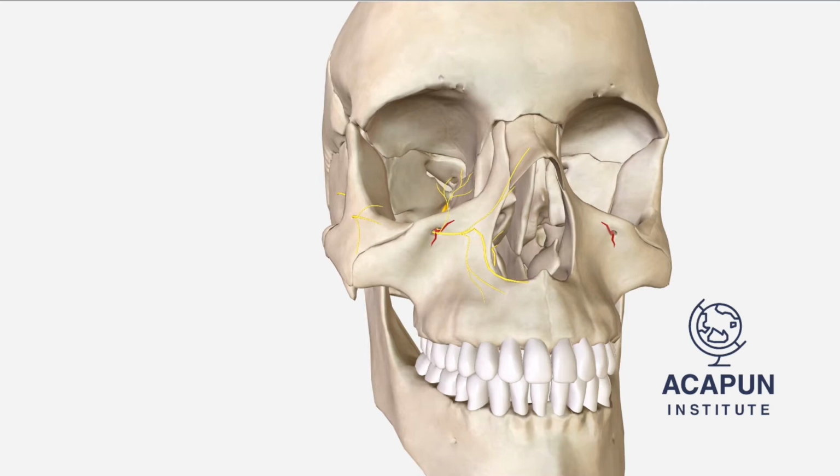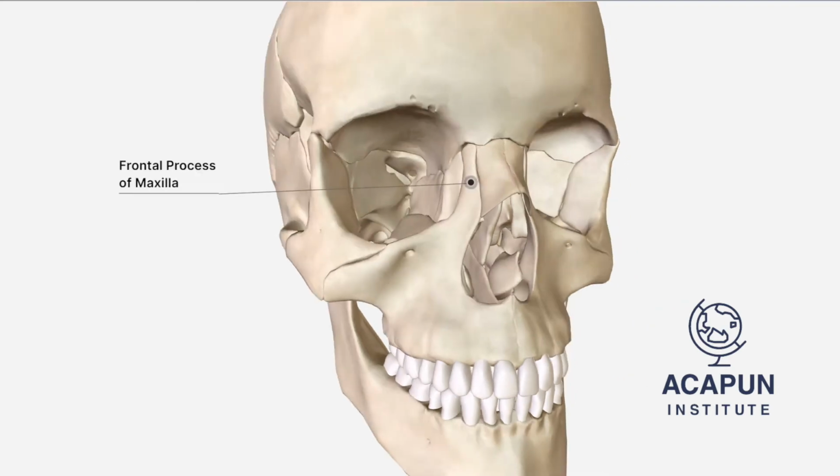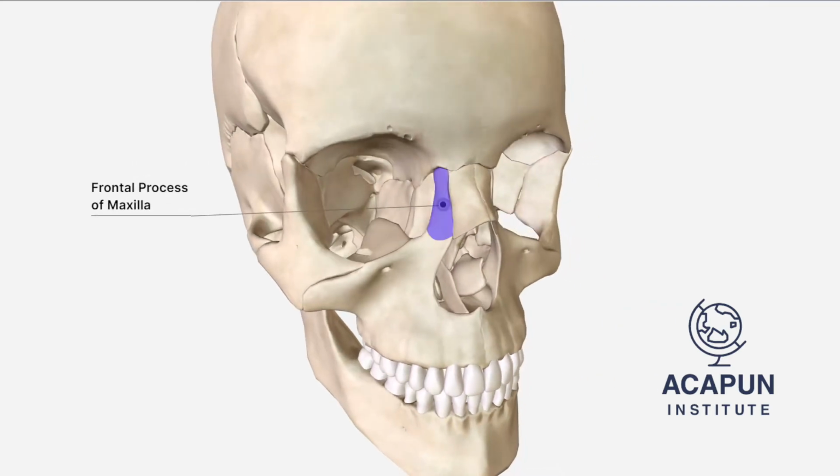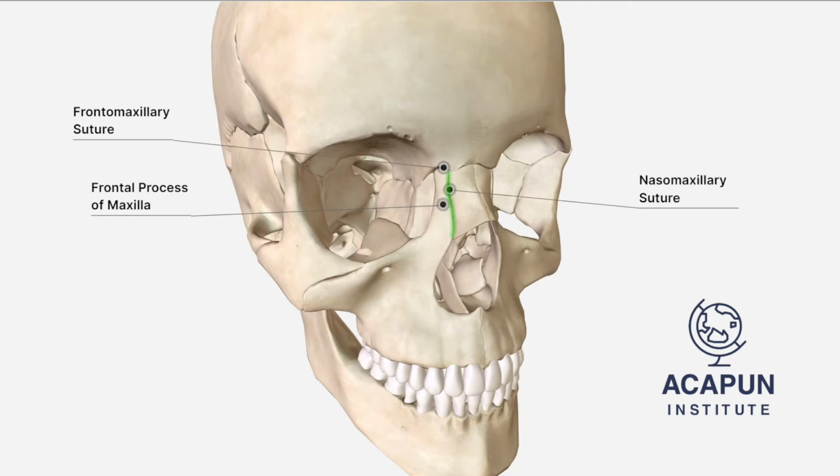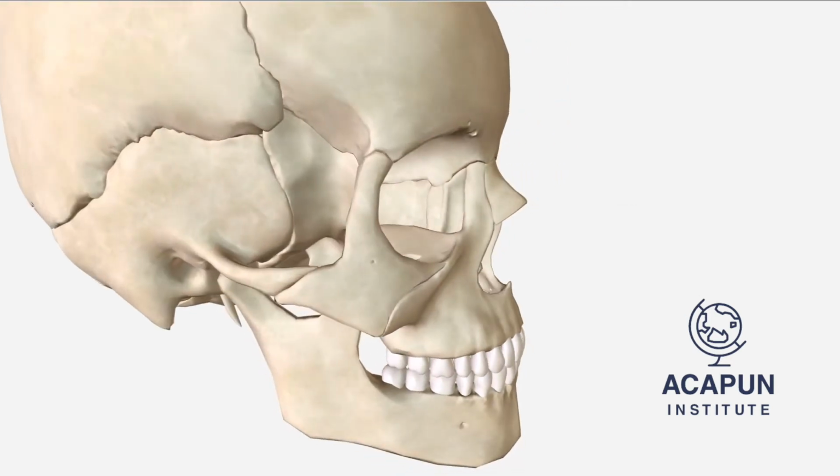The superior projection of the maxilla is known as the frontal process of the maxilla and articulates with the frontal bone superiorly at the frontomaxillary suture and medially with the nasal bones at the nasomaxillary suture. I've rotated to a lateral view and we can see into the medial wall of the orbit. These small paired bones are the lacrimal bones.